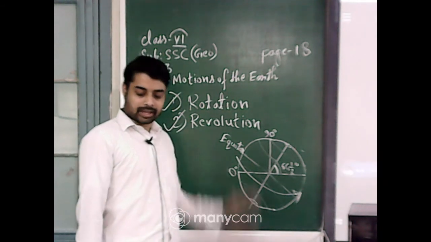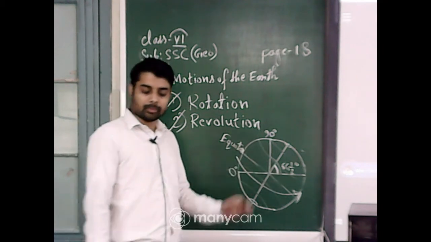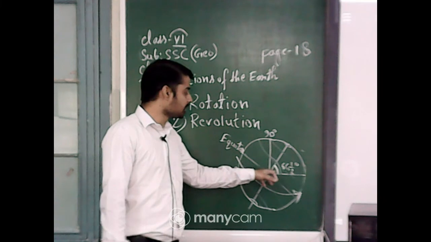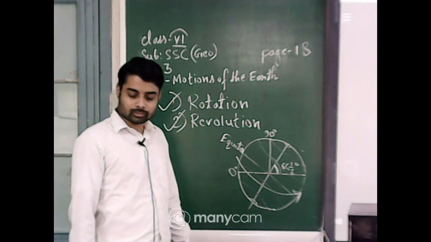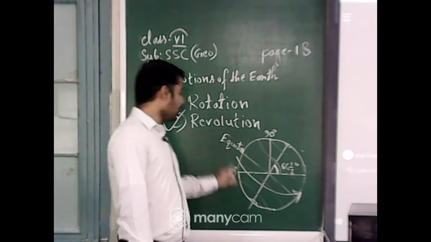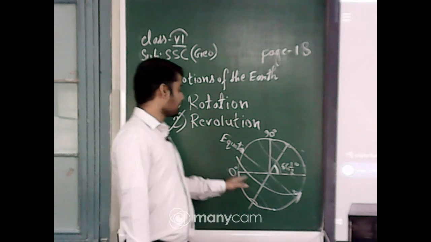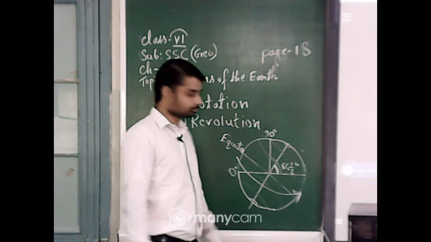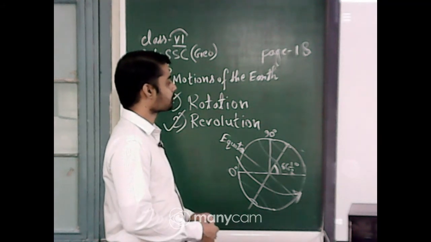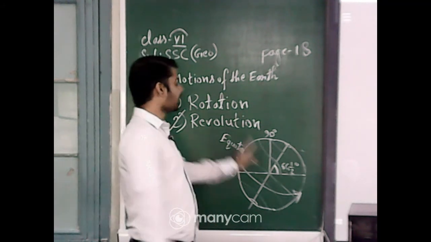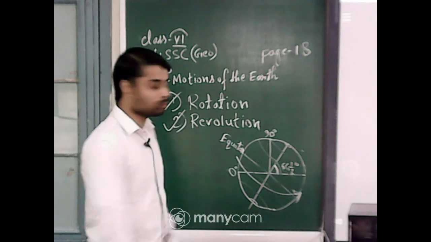Now the axis of the earth, which is an imaginary line, makes an angle of 66.5 degrees, and the plane formed by the orbit is known as the orbital plane. Now look at this picture. It is also in your book, figure number 3.1.